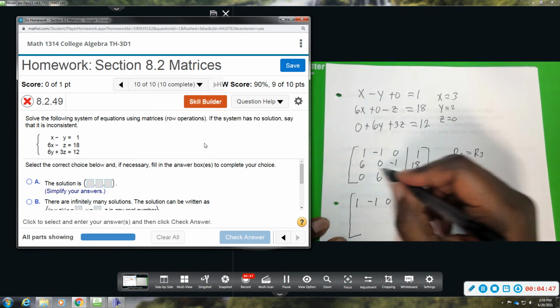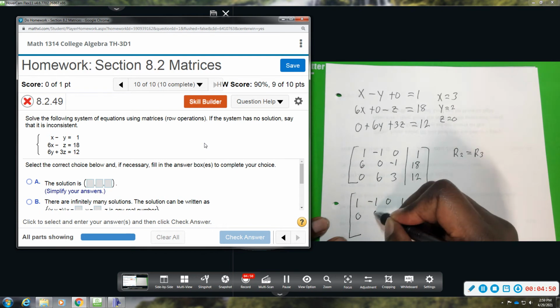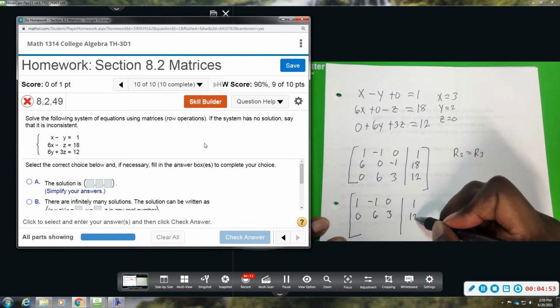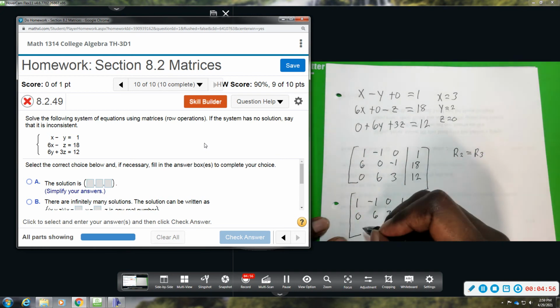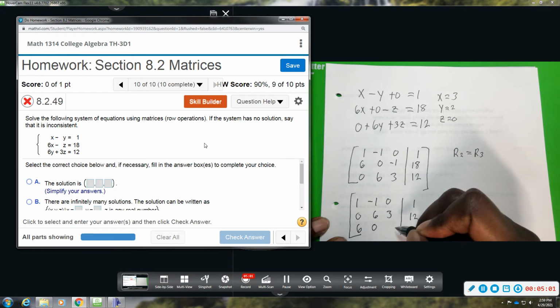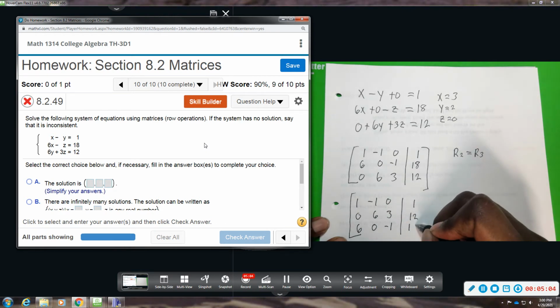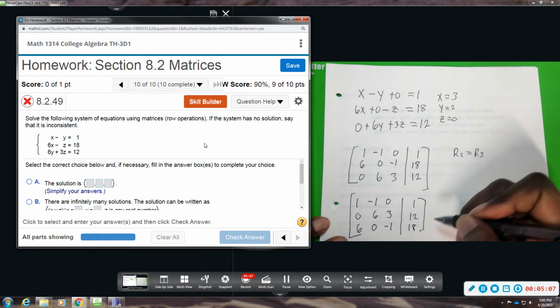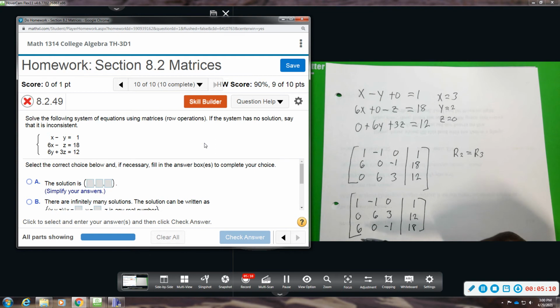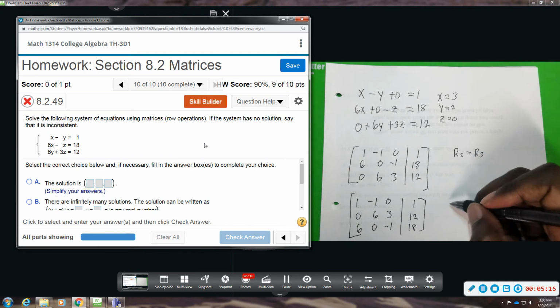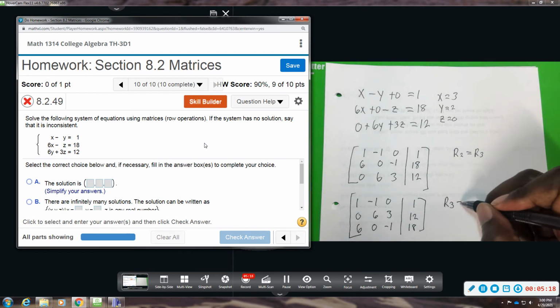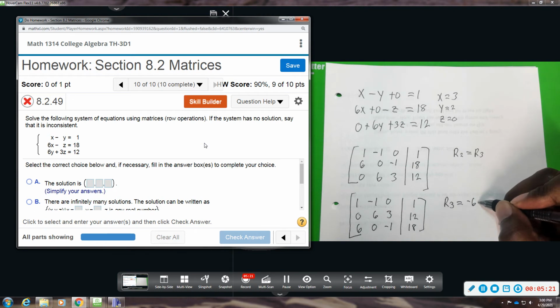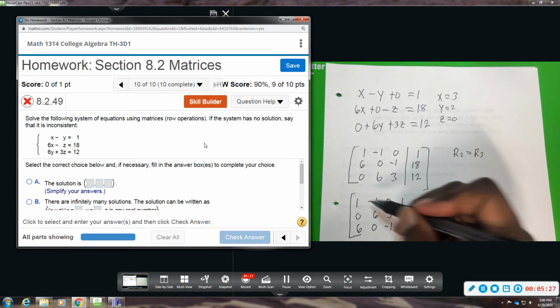And so this is now going to be row 3. So 0, 6, 3, 12. So that row just moved up. This row is moving down. This is 6, 0, negative 1, 18. Okay. So that just saves me a little bit of work here. So I got a 0 here. I want this to be a 0. So the way I do that is I'm going to multiply this by negative 6 and add those. So I'm going to say row 3 is equal to negative 6 times row 1 plus row 3. So I'm going to multiply this by negative 6 and add it here.